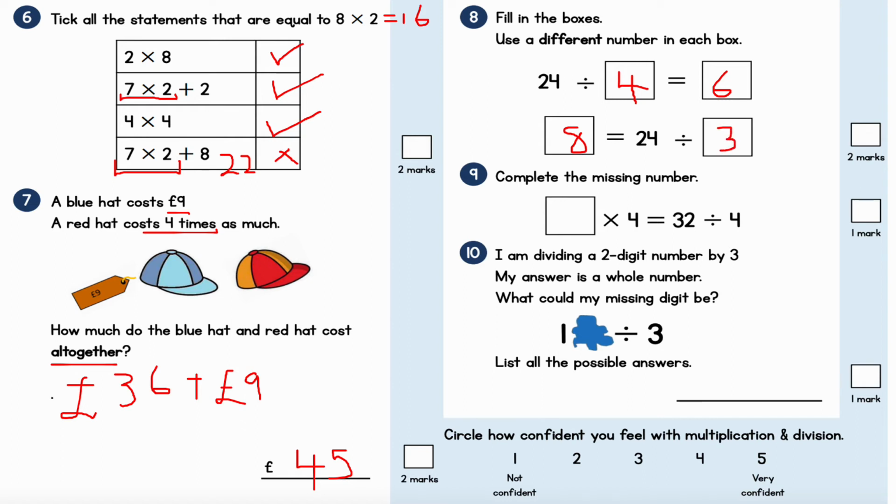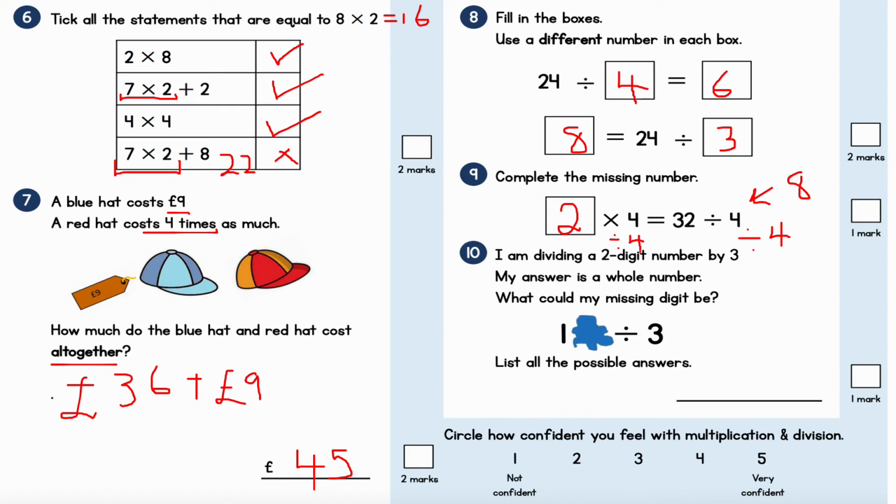This is question number 9, guys. Complete the missing number. Something times 4 equals 32 divided by 4. Well, 32 divided by 4, so the right-hand side gives me an answer of 8. So something times 4 is 8. So 2 times 4 is 8. If you're trying to work out this missing box, if you divide both sides by 4, essentially what you're doing is 32 divided by 16, which gives me the answer of 2.